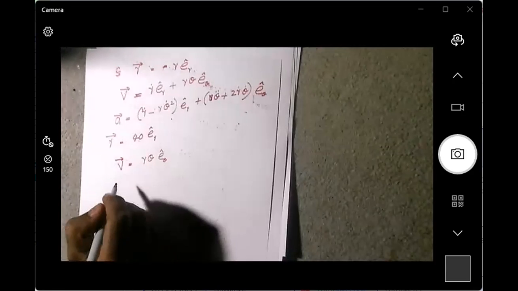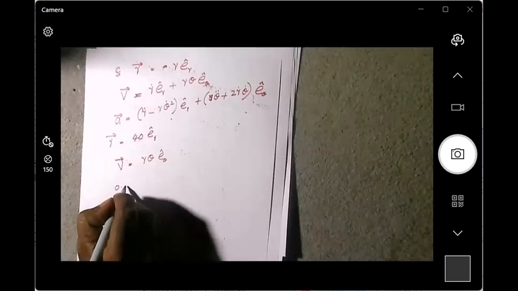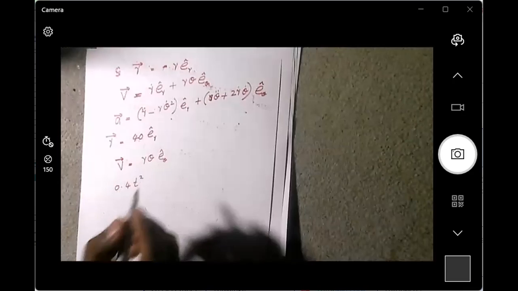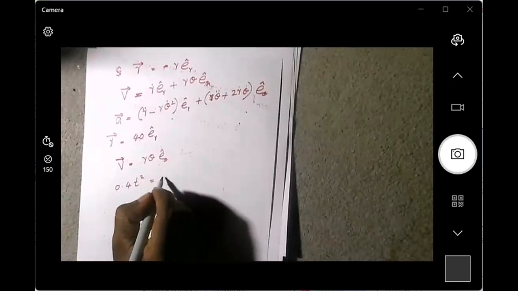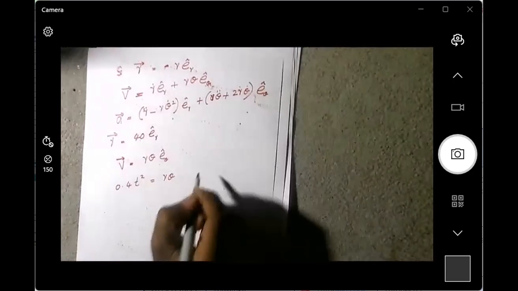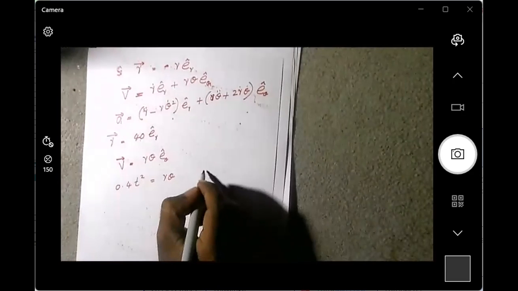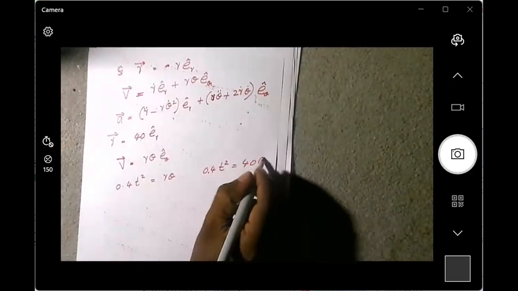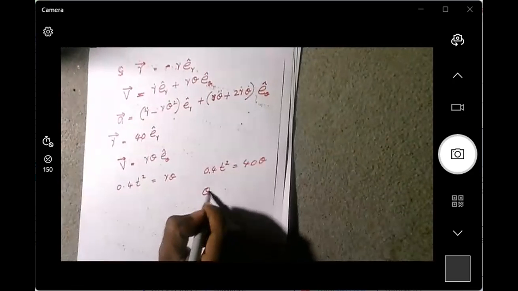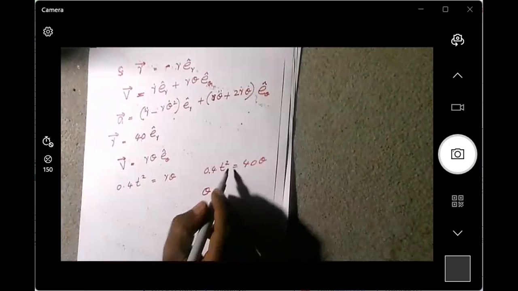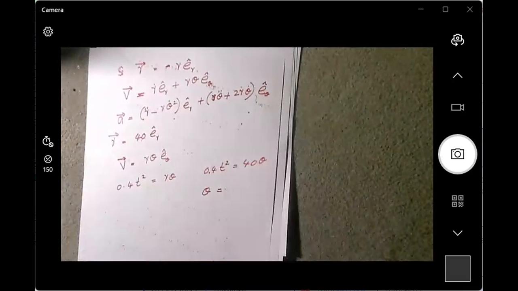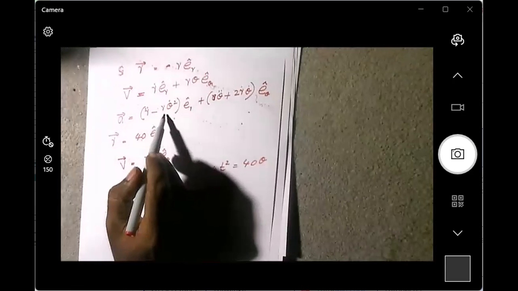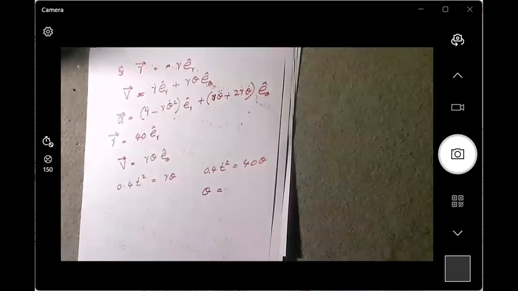So the magnitude of this one is given as 0.4 t squared. So this should be equal to r theta. And r we know already. That means 0.4 t squared is equal to 40 theta. From here you can get an expression for theta with time. Once you have that, do the required differentiations and get the acceleration. That's all you need to do.